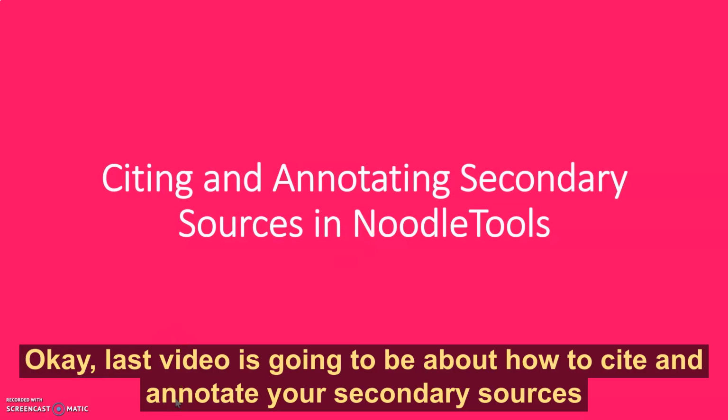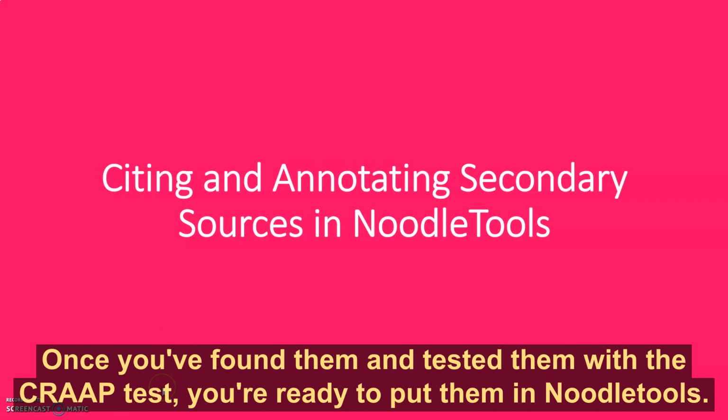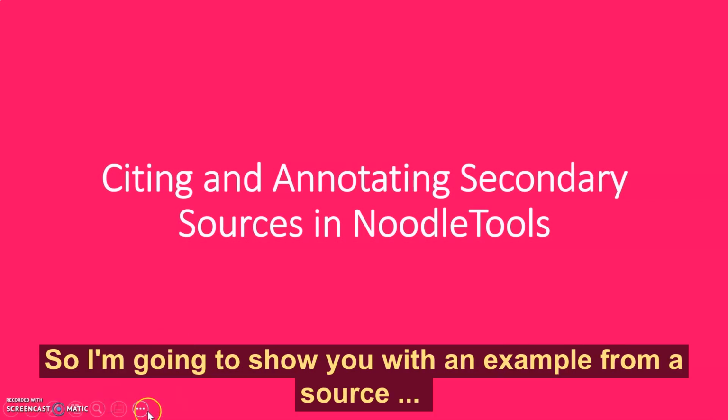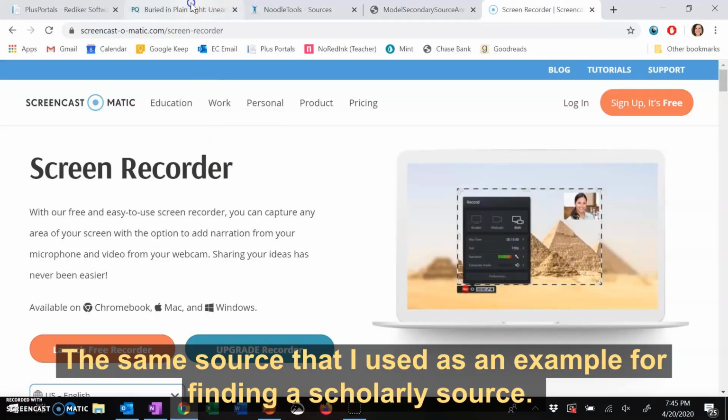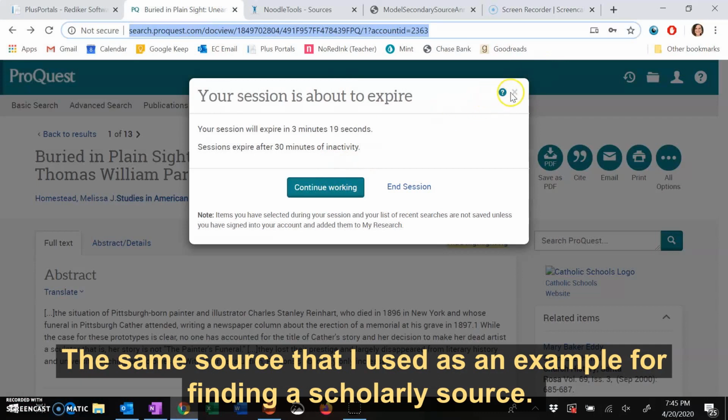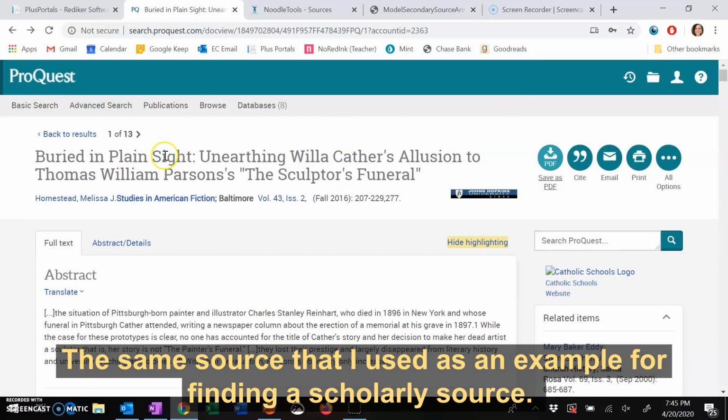Okay, last video is going to be about how to cite and annotate your secondary sources. Once you've found them and tested them with the CRAP test, you're ready to put them in NoodleTools. So I'm going to show you with an example from a source, the same source that I used as an example for finding a scholarly source.